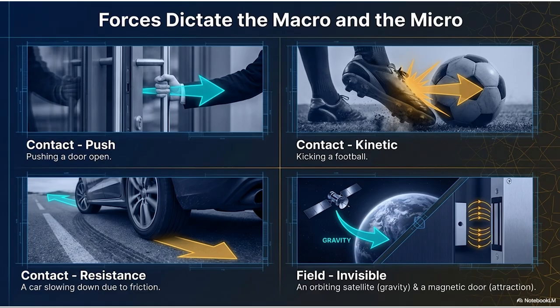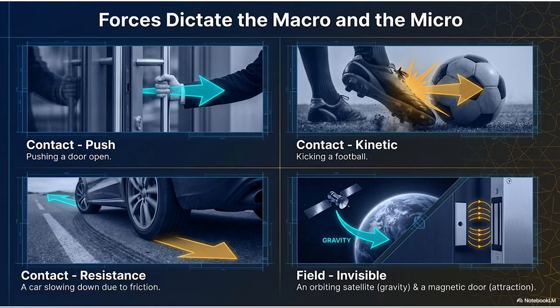But field forces are just as mathematically rigid and reliable as a physical push. A field force is an interaction where objects exert pushes or pulls on each other without any physical contact whatsoever. Okay, what's a real-world example of that, like a big one? Well, the most obvious one is gravity.